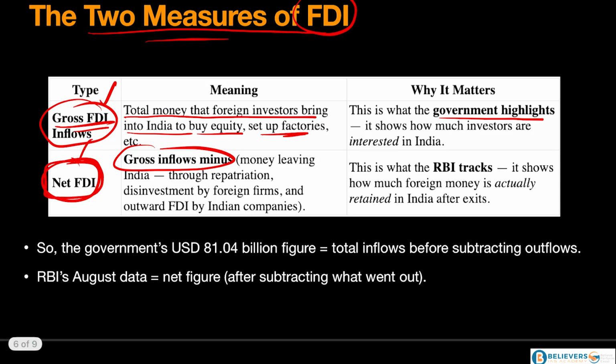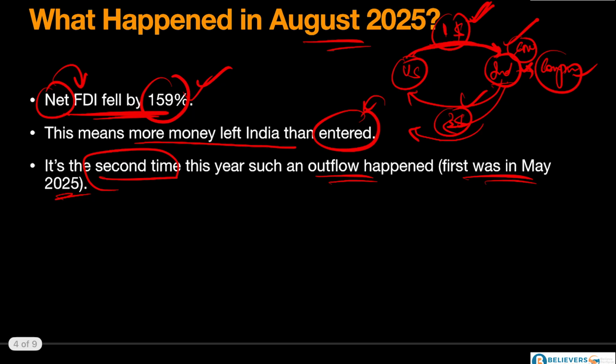Net FDI is basically the gross inflows of FDI minus the money that leaves India through repatriation, disinvestment by foreign firms, and even the outward FDI by Indian companies, as in the Indian companies which invest in foreign companies, right? So when we say net FDI, we are basically subtracting from the FDI that India received. So here in this case, $1 minus $3. So basically, what is the net FDI now?